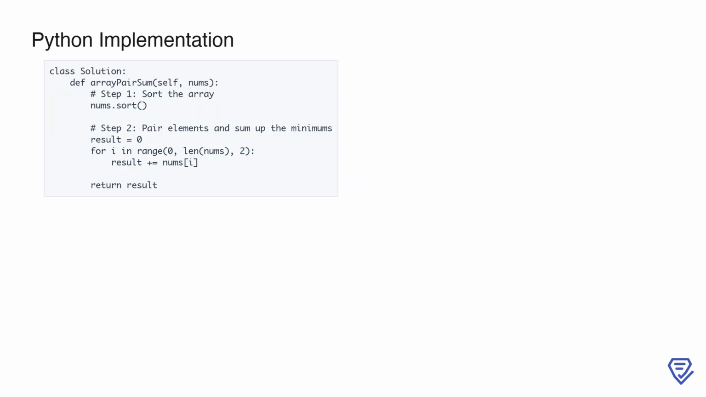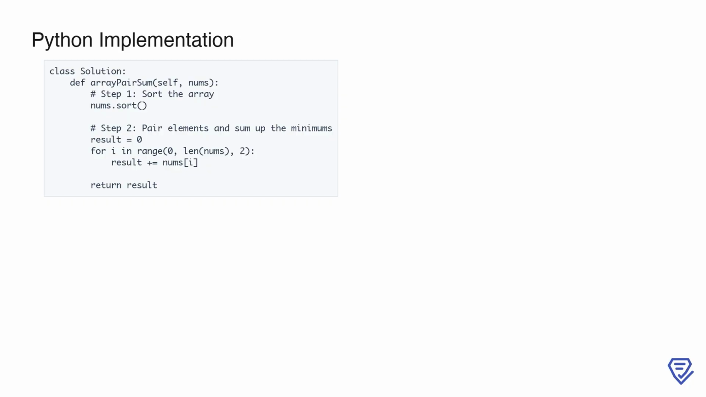The problem asks us to maximize the sum of the minimums of n pairs formed from the array. The optimal approach is to sort the array first and then sum up every second element starting from the first. This ensures that the smallest elements are paired, contributing their value to the sum, which maximizes the result. Explanation. 1. Sort the array. The first step is to sort the array in ascending order. Sorting ensures that the smallest elements are adjacent, making it easier to form pairs that maximize the sum of minimums.